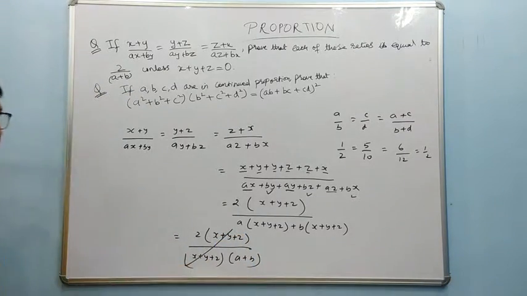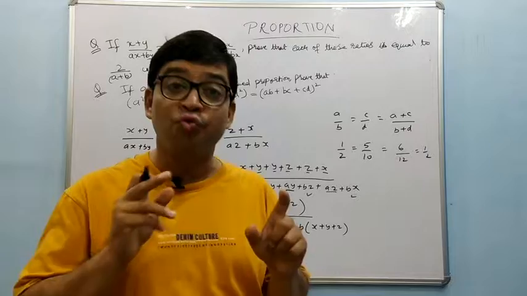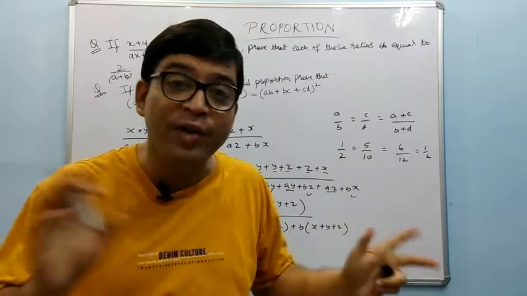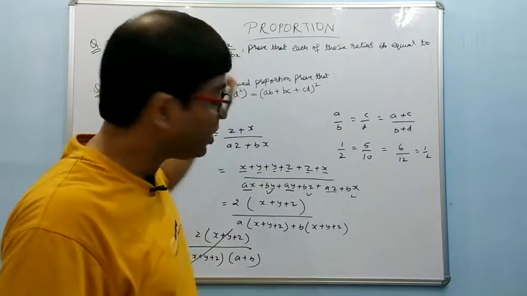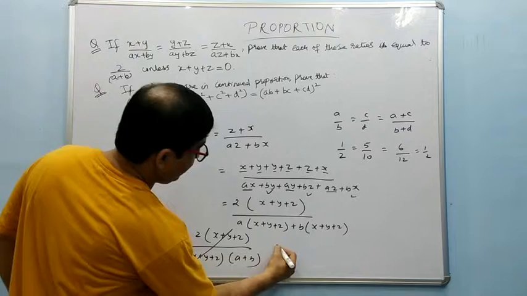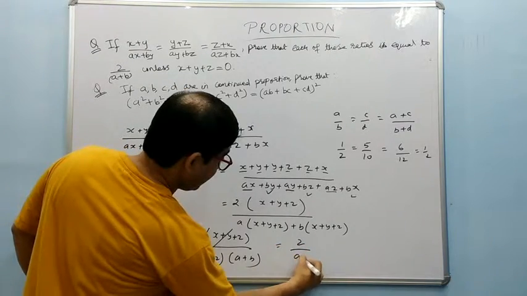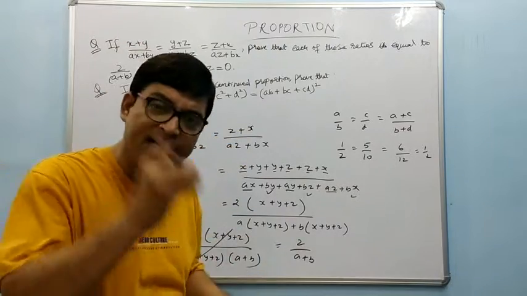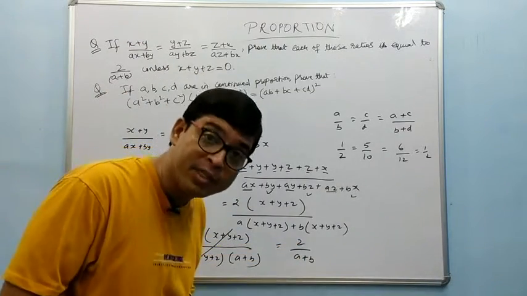Now x + y + z can be cancelled out. Why? This is not 0. If this is 0, we cannot cancel out. This is mentioned in the question that this is not 0. So cancelled out, we are left with 2 by (a + b). What does this mean? That each ratio is exactly equal to 2 by (a + b).